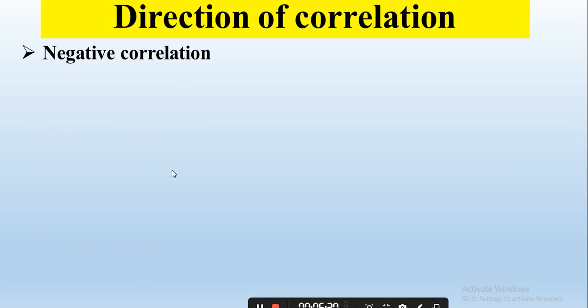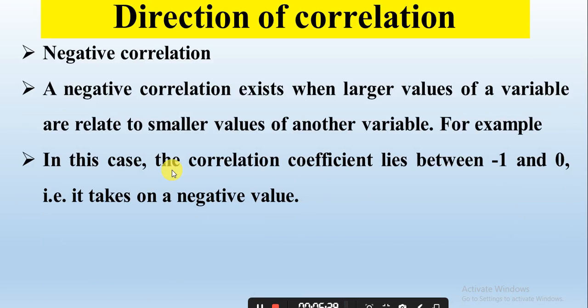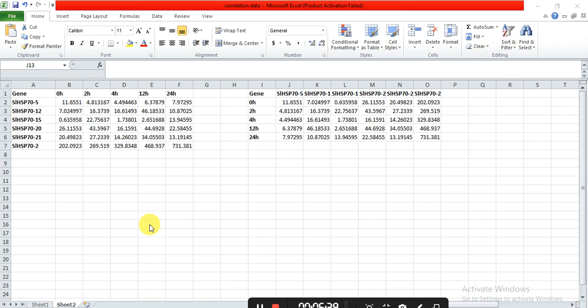And likewise, the negative correlation: if the value of one increases, then the value of the other decreases, as we discussed before, and their correlation coefficient lies between -1 and 0, and we can show them as negative values. Now I want to calculate the correlation among my genes. So how to do this analysis?